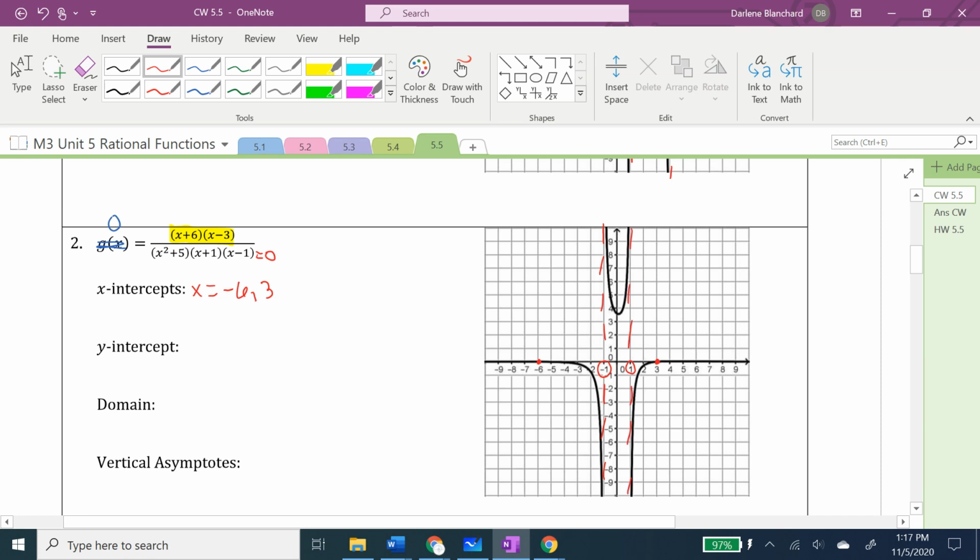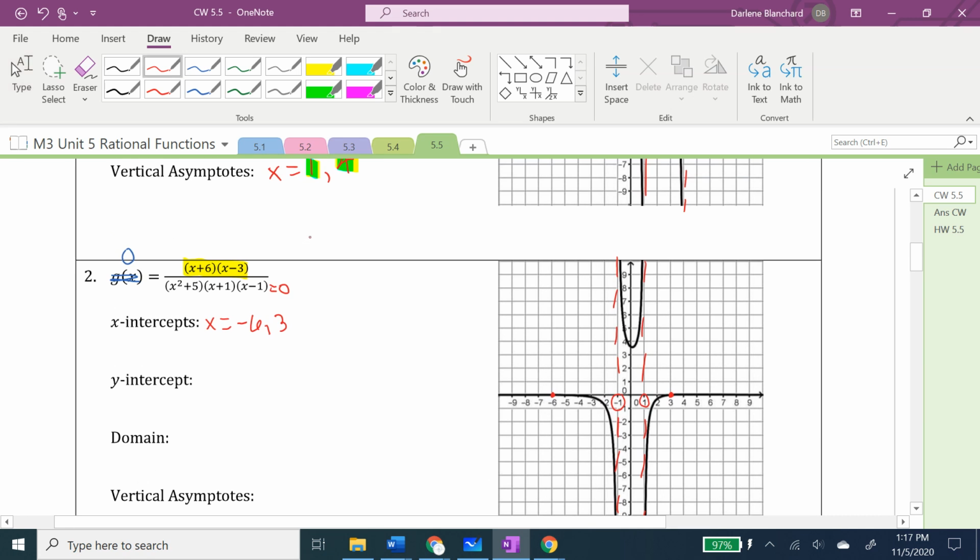If you look at the denominator, you have 3 factors, x squared plus 5, x plus 1, and x minus 1. To solve for what makes the denominator equal to 0, set each individual factor equal to 0. When I try to solve the equation x squared plus 5 equals 0, I end up getting x squared equals -5. When I square root both sides, do you see that we are getting imaginary numbers?